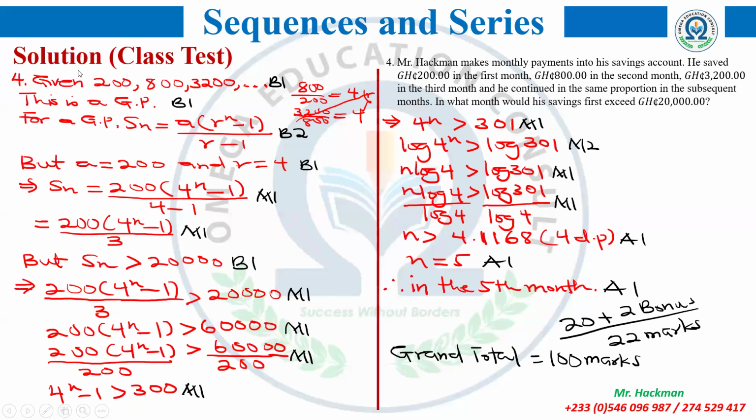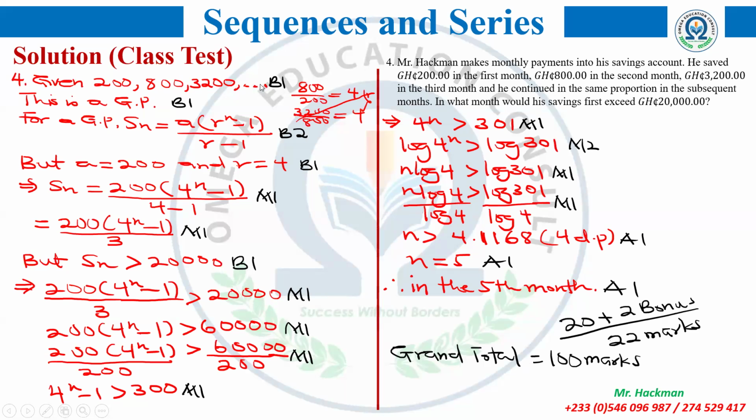It's nothing difficult. We are told Mr. Ackman makes monthly payments into his savings account. He saved 200 Ghana cedis in the first month. In the second month, 800 Ghana cedis. In the third month, 1,200 Ghana cedis. Then it will continue up to a certain month. So that is what you have there.